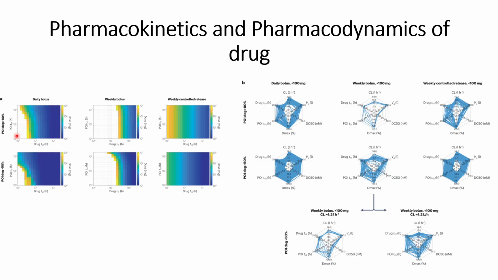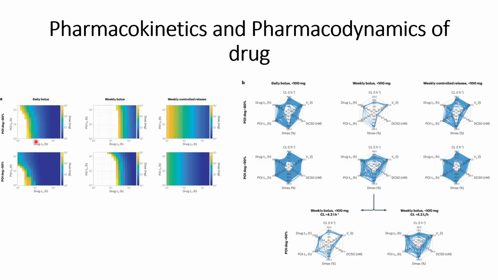This heat map is plotted for two different conditions. First, the protein of interest degraded by greater than 80%, and then the protein of interest degraded by greater than 50%. On the x-axis is the drug half-life, and the color indicates the dosage of the drug. The first plot on panel A is about the daily dose, or daily bolus, where we can see that as the dose amount increases, the half-life of the drug increases, indicating that the drug remains for more time before it is cleared out.